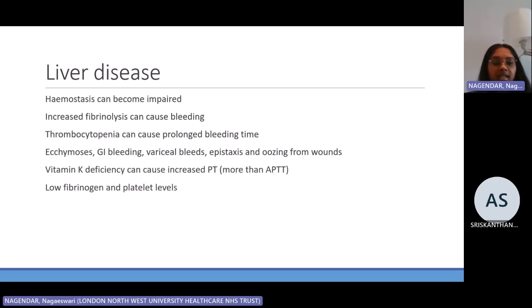Liver disease is more common in people with alcohol excess. It can be common in obesity, drug overdoses, hepatitis, and autoimmune conditions. So it's important to screen for all of these as well.